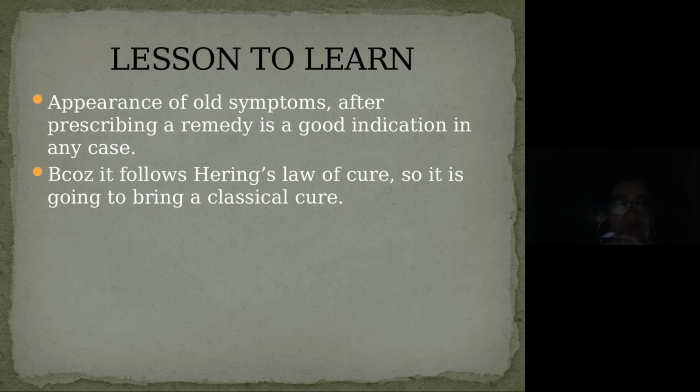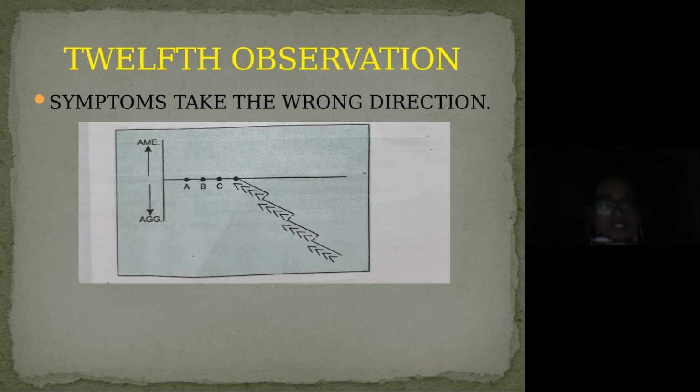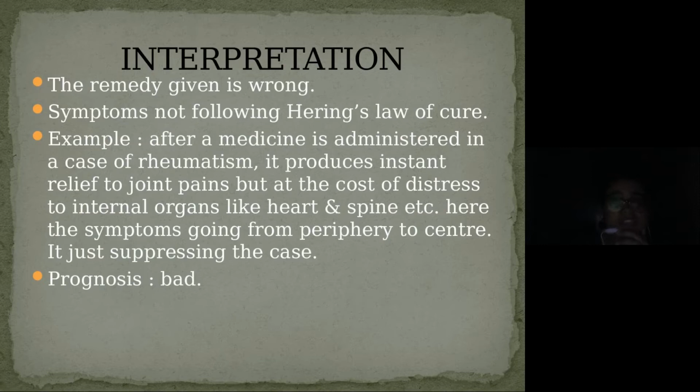So now comes the 12th observation. The 12th observation is about symptoms take the wrong direction. Symptoms going in a completely different direction. So symptoms take the wrong direction, and that is not following the Herring's law of cure. So first, our remedy is wrong, because symptoms are not following the Herring's law of cure.